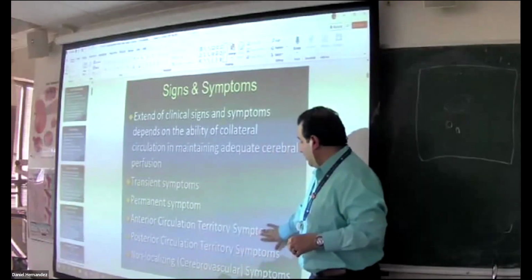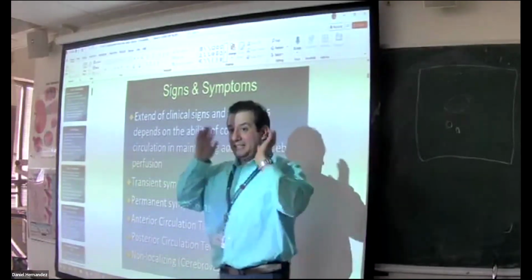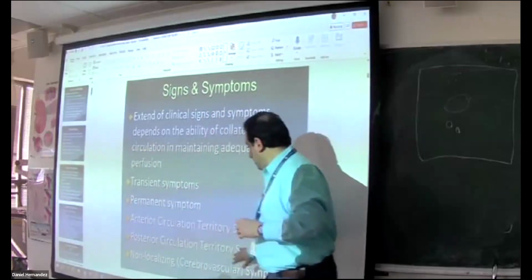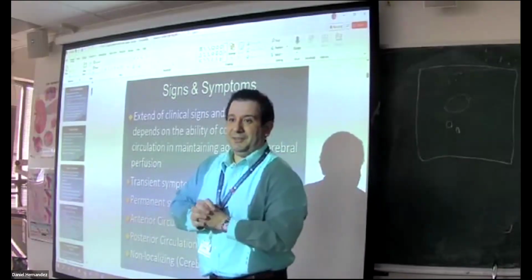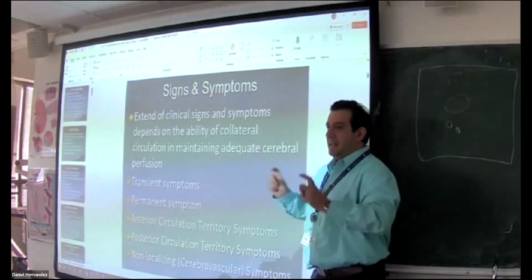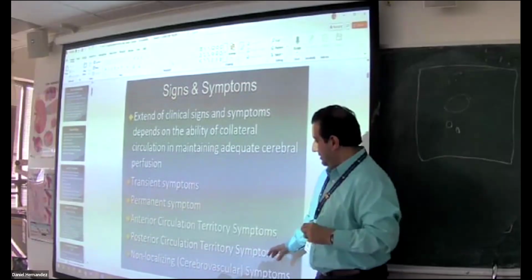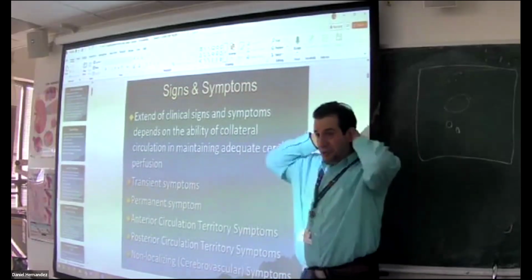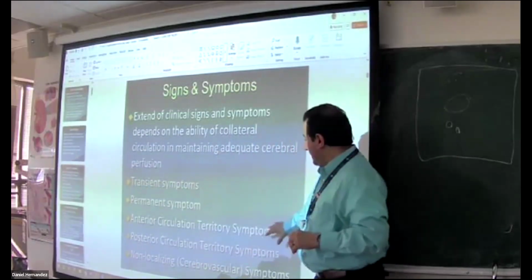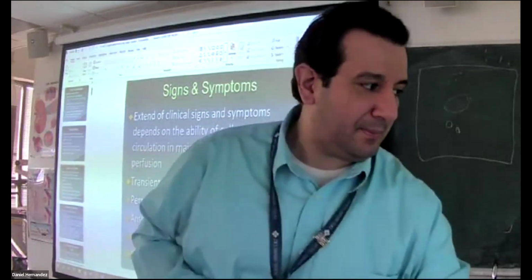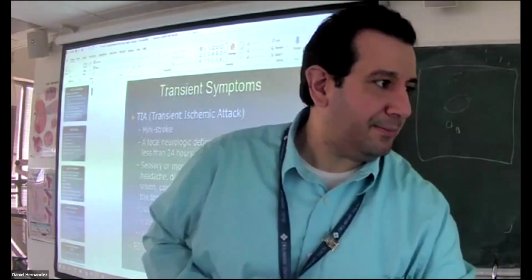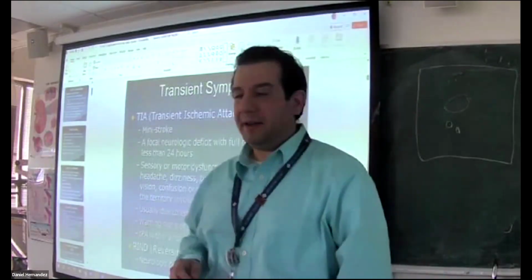When we're talking anterior circulatory symptoms, we're thinking ICA disease. Posterior circulatory symptoms, we're thinking vertebrobasilar disease. So make that association: posterior circulatory is vertebrobasilar. Anterior circulatory pathway is ICA, or carotid.